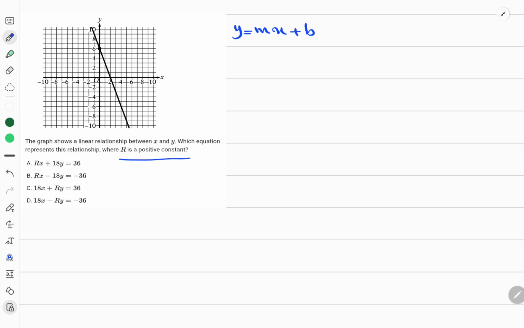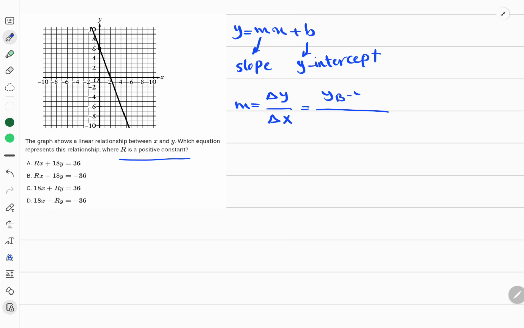This is the slope-intercept form of any straight line, and m is the slope, and b is the y-coordinate of the y-intercept. Now, first of all, we need to find m. m equals delta y over delta x. Delta y means the difference of y's, yb minus ya, and delta x is the difference of x's, xb minus xa. So we need to find 2 points, a and b.